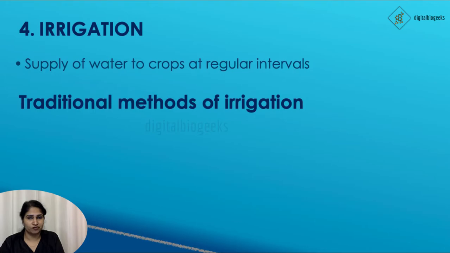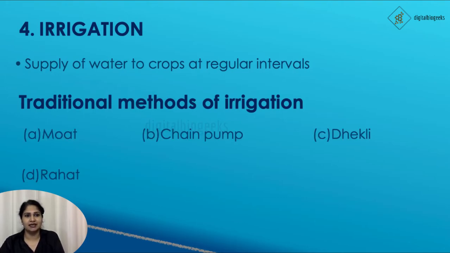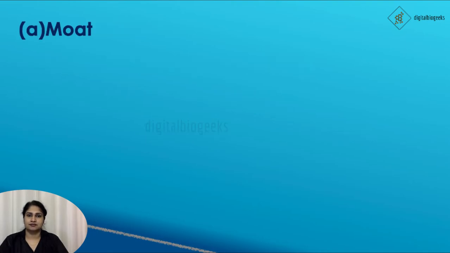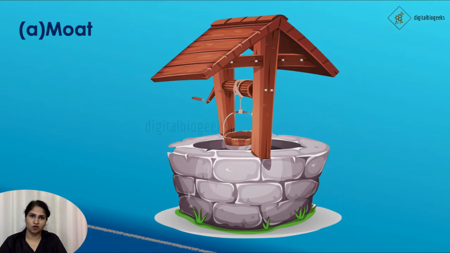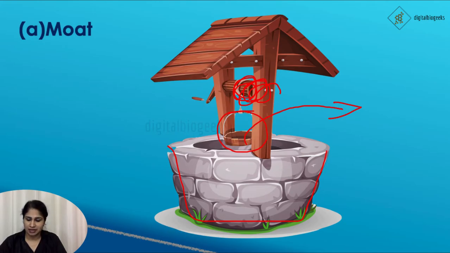Traditional methods of irrigation: Moat, chain pump, Dekli and Rahat. Let's see what is Moat. Moat is a simple system of irrigation in which the water is taken out from a well. The water is taken out in a bucket with the help of a pulley. And the bucket full of water is poured into the field. This is done manually or with the help of any animal.